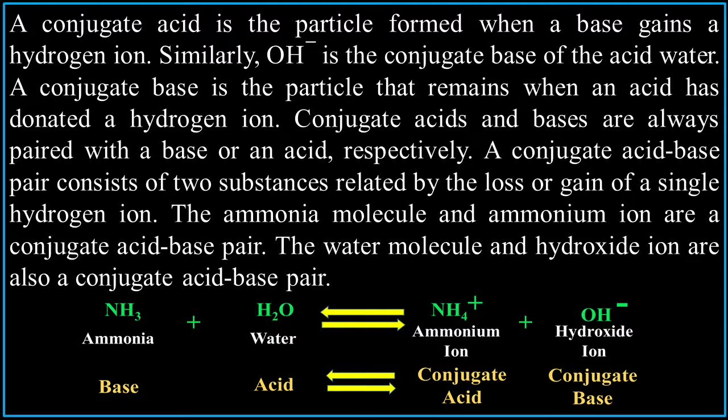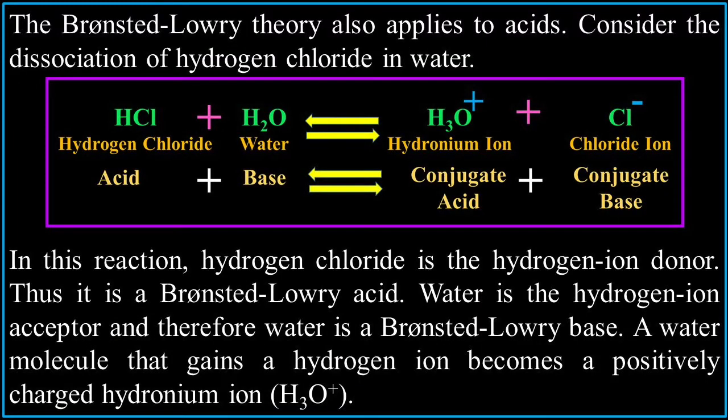Conjugate acids and bases are always paired with a base or an acid, respectively. A conjugate acid-base pair consists of two substances related by the loss or gain of a single hydrogen ion. The ammonia molecule and ammonium ion are a conjugate acid-base pair. The water molecule and hydroxide ion are also a conjugate acid-base pair. And there is the equation below relative to ammonia and ammonium.